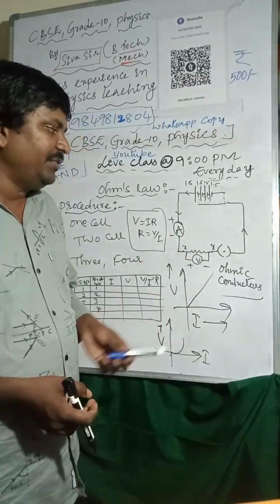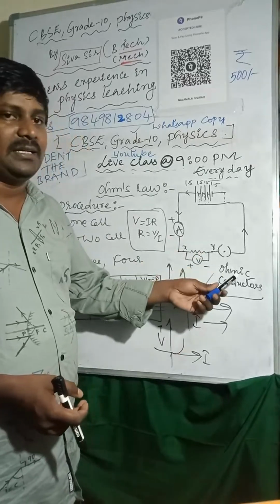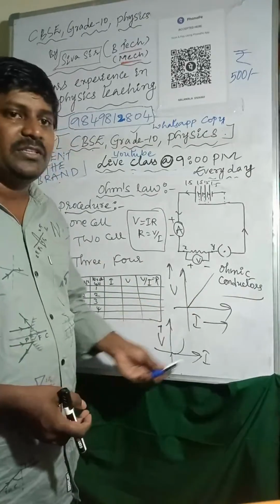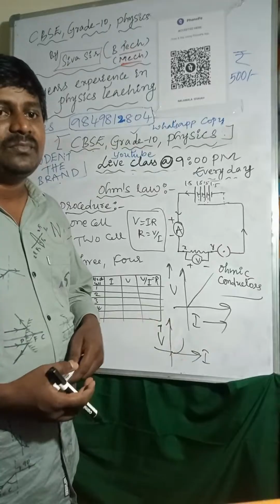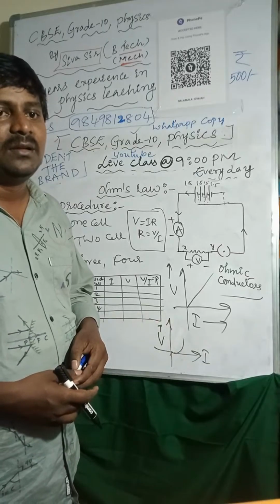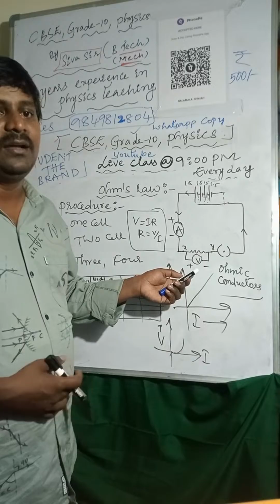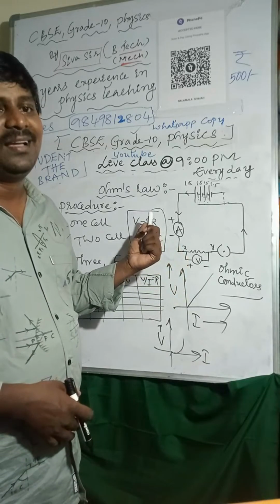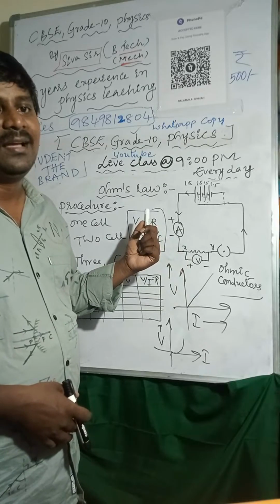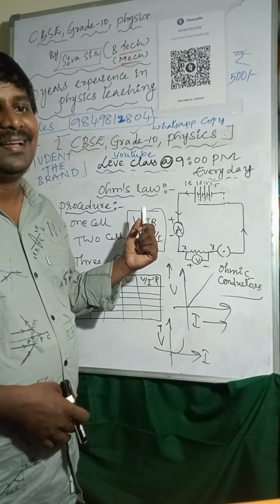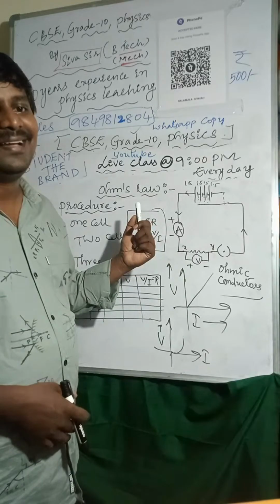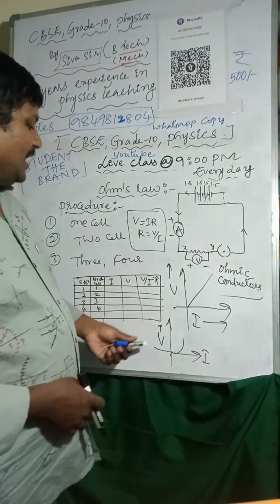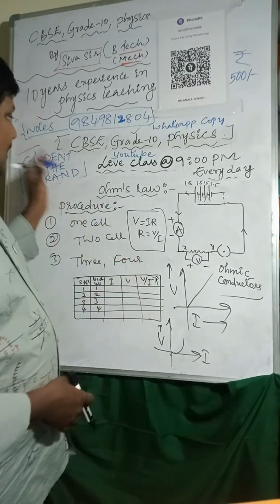The graph is linear. VI graph for ohmic conductors: for ohmic conductors only, the graph is a straight line. For non-ohmic conductors the graph is not a straight line. It is curved. So that is about ohmic conductors and non-ohmic conductors. So that's enough. That is the process.